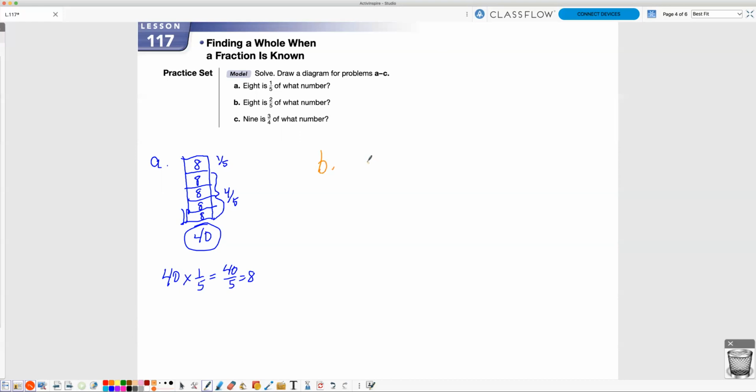8 is 2/5 of what number? So again, we need a box or a rectangle. It should be the easiest.